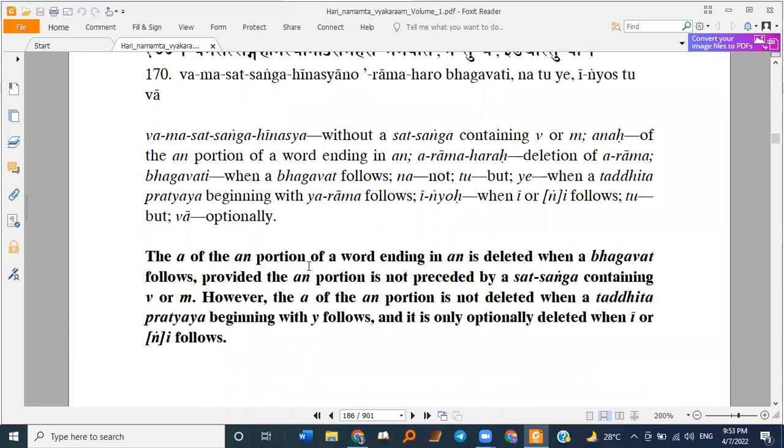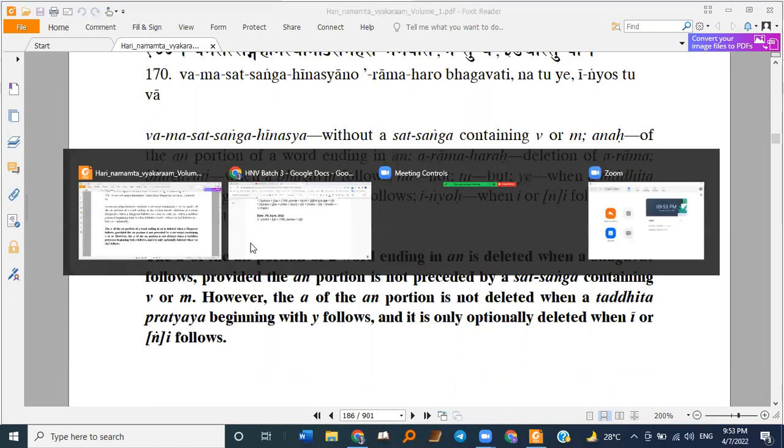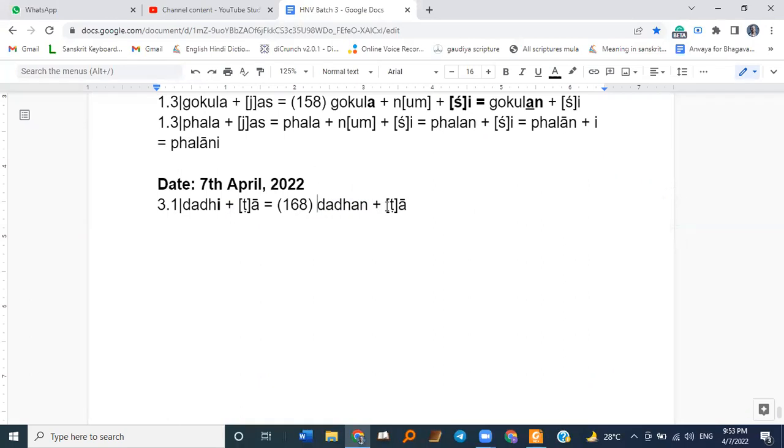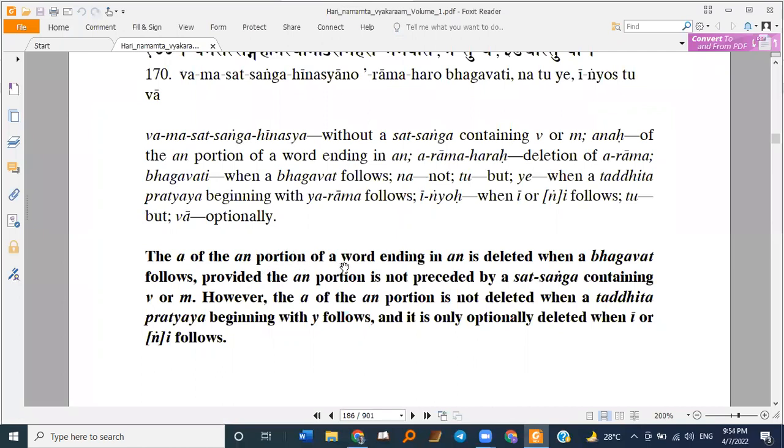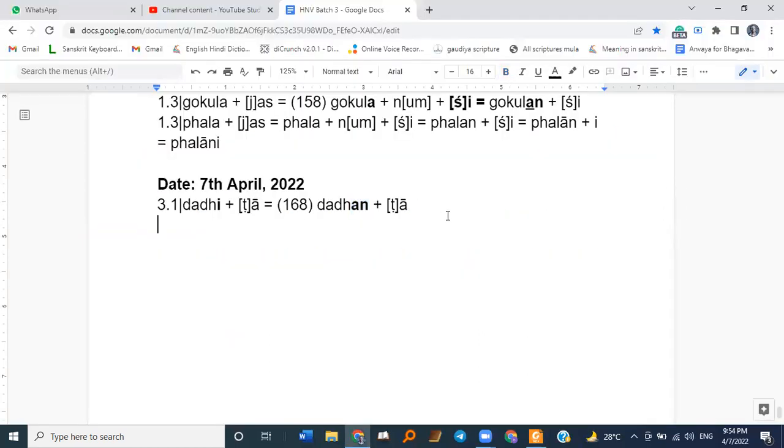The A of the An portion of a word ending in An, like this Dadhan Shabda, which ends with An, is deleted. We delete this A when a Bhagavat follows, like Ta is a Bhagavat, provided the An portion is not preceded by a Satsanga containing Va or Ma Ramas. We'll see examples of this ahead. Brahman is a good example, which will come ahead.